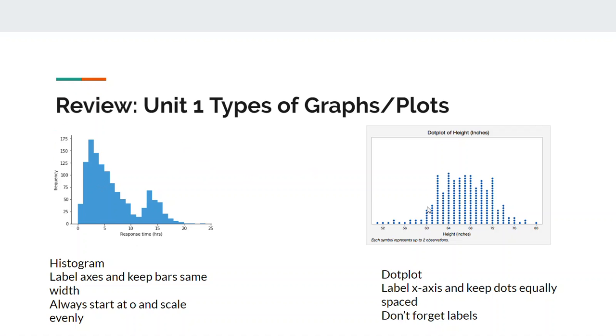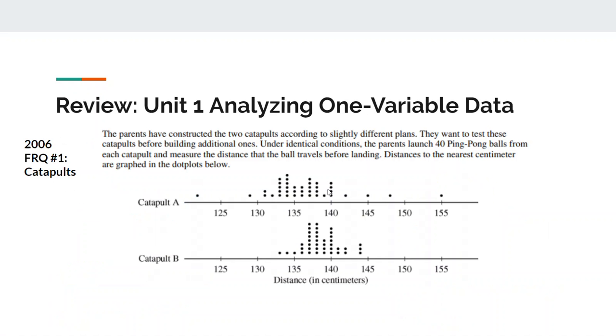Dot plot is pretty much the same thing, but instead of bars, we use dots. This frequency is going to pretty much be on your left, but it's oftentimes not labeled. And then along the x-axis is where we have an equally spaced set of numbers, so we go up by 4 on those heights. Don't forget labels. Don't forget to keep those dots equally spaced out.